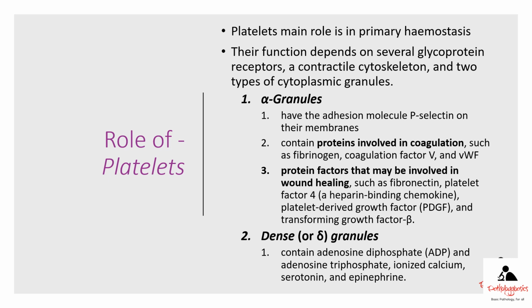Right, so the proteins involved in coagulation include fibrinogen, coagulation factor 5 and von Willebrand factor. Whereas proteins involved in wound healing are primarily fibronectin, platelet factor 4, PDGF and transforming growth factor beta. Delta granules, on the other hand, contain ionized calcium, which, as you might remember, is involved in activation of coagulation pathways. ADP, serotonin, epinephrine, and adenosine triphosphate or ATP are also contents of the dense granules.